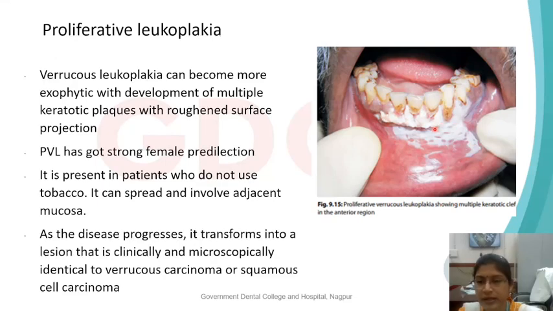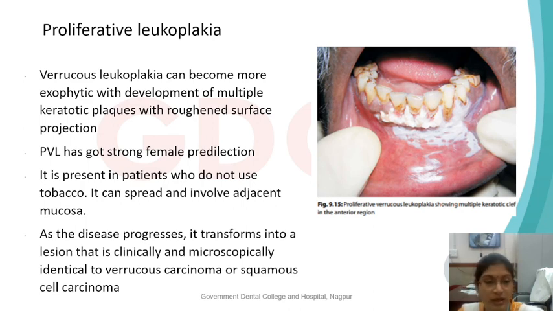Thick, heavily keratinized areas are there. So this is an example of the proliferative leukoplakia. This is commonly seen in females. So there is strong female predilection, and it can also be present in patients who do not chew tobacco.